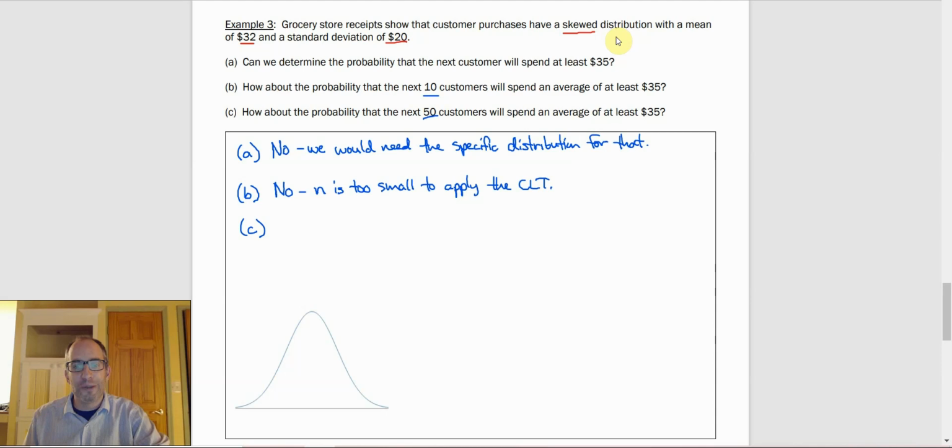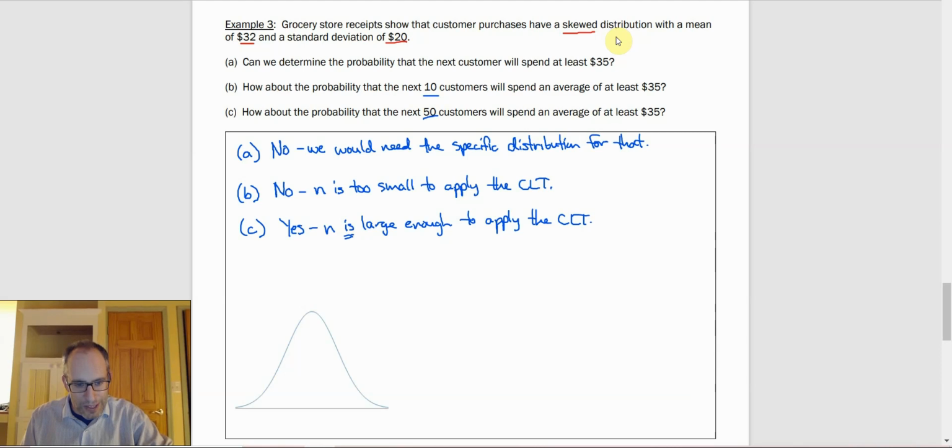And then what about part C, where instead of a 10, it's a 50? Yes. 50, we're good to go, right? So 50 is greater than 30, it's big enough. So for C, we can say yes, because this time n is large enough to apply the central limit theorem. And then C we can actually do, right?